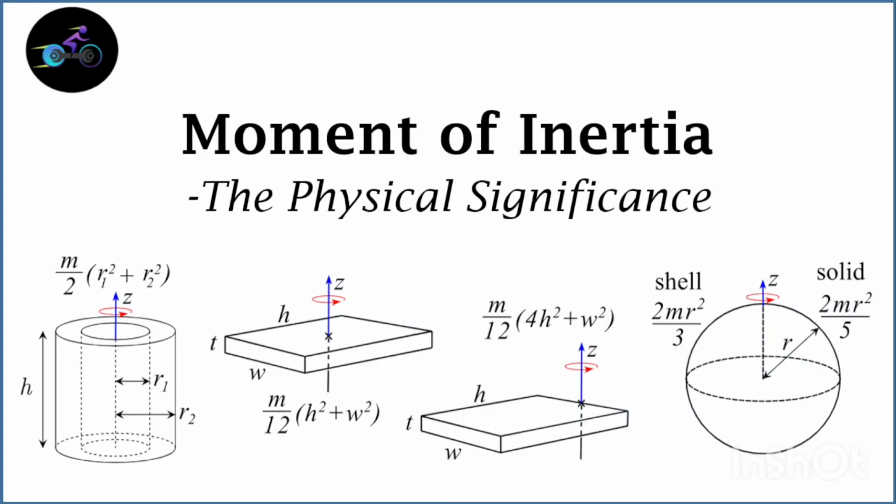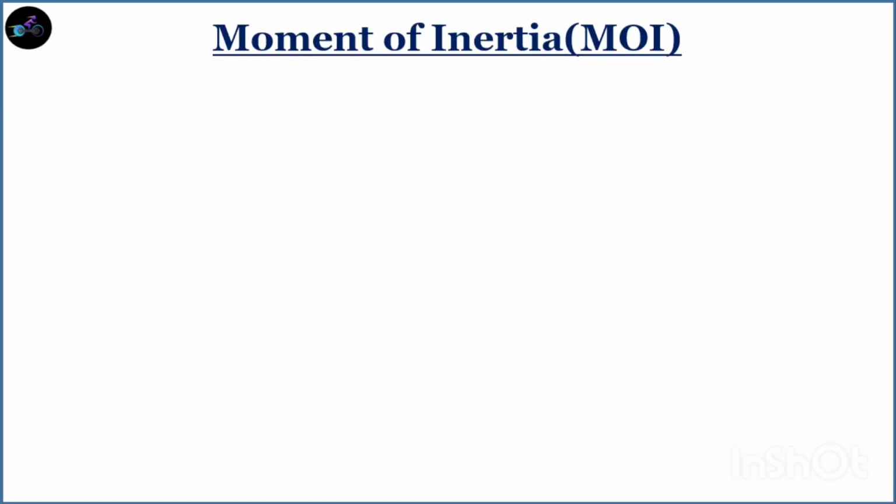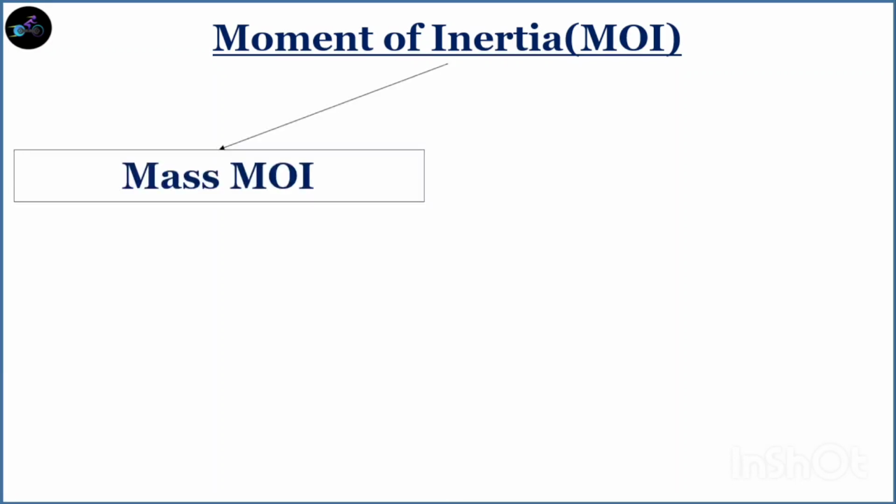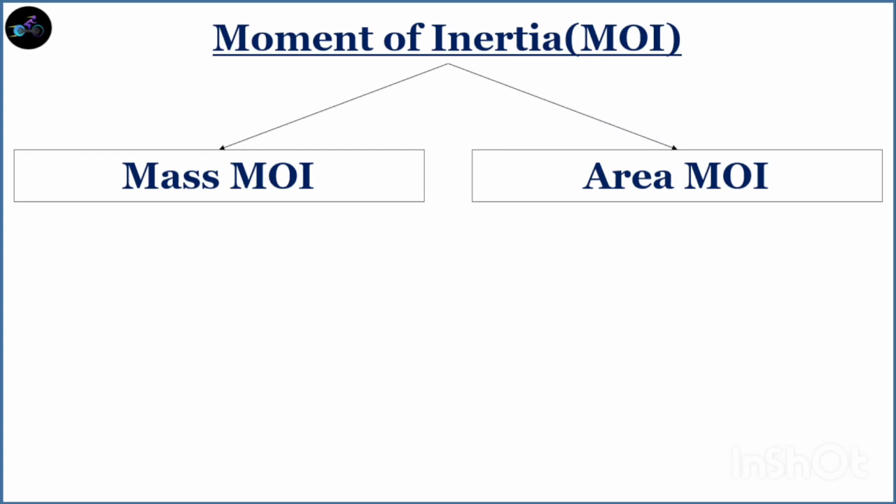Hello guys, today I'll be talking about the moment of inertia, and rather than going for the formulas which are already available in the book, I'll talk about the physical significance of it. So moment of inertia can be classified basically in two ways. First is the mass moment of inertia, second is the area moment of inertia.